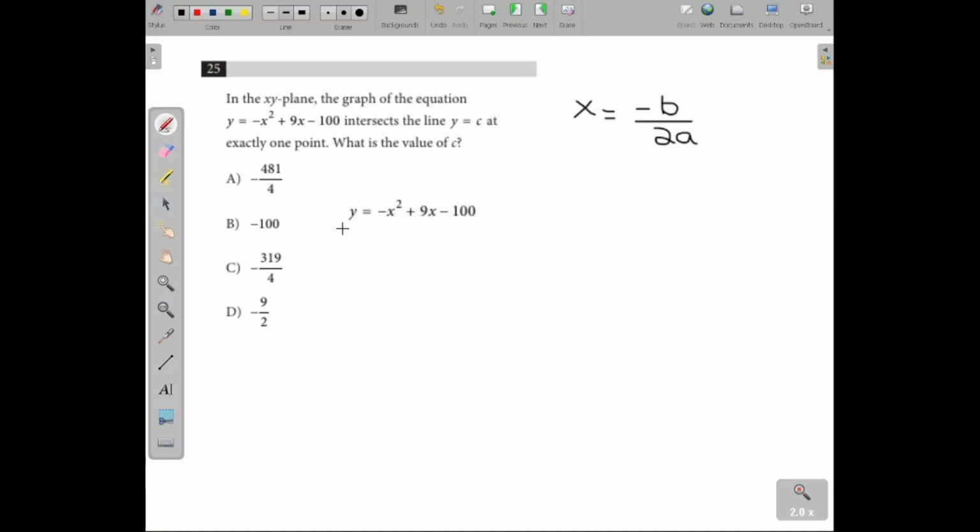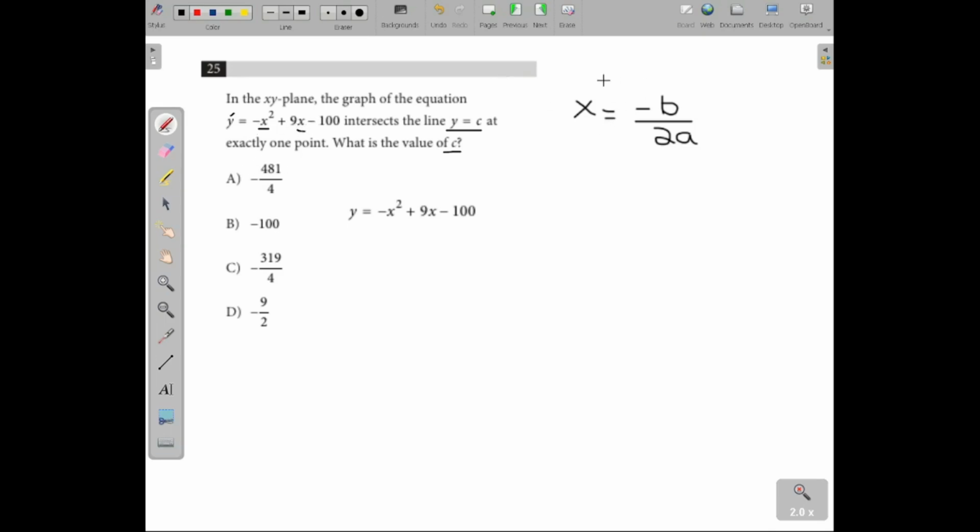Number 25. In the xy plane, the graph of the equation y equals negative x squared plus 9x minus 100 intersects the line y equals c at exactly one point. What is the value of c? So we need to find the value of c, and we know that y is equal to c. So we have this variable, and we need to find the value of x.